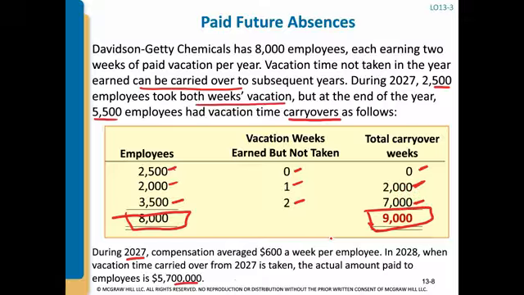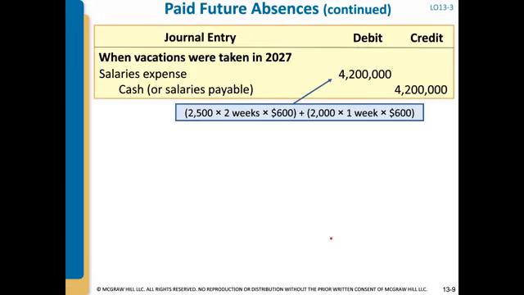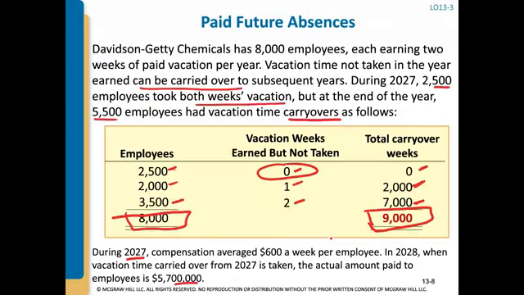And so we're going to first record the vacation that was taken by the employees for the full 2 weeks in the current year in 2027. Look, the 2,500 employees took both weeks of vacation, right? So that's 5,000 weeks worth of vacation that they actually took during 2027.